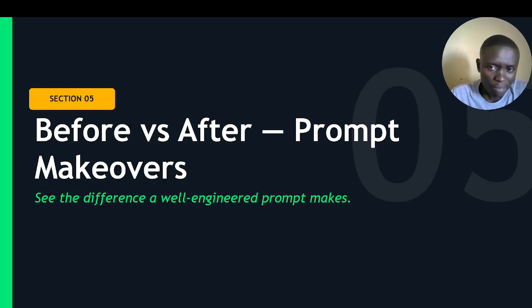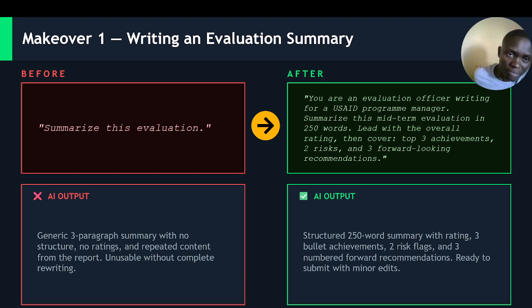Okay, now we are coming towards the end of the session, but let's dive into the before and after prompt so that you see the difference, that your output is dependent on your prompt. Whatever you put in there will determine the results. Let's say you're writing an evaluation summary. Before, you say summarize this evaluation. The possible AI output will be a generic 3-paragraph summary with no structure, no rating, repeated content from the report, and unusable without complete rewriting, right?